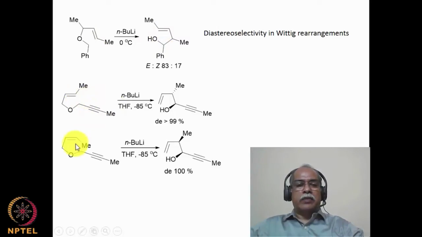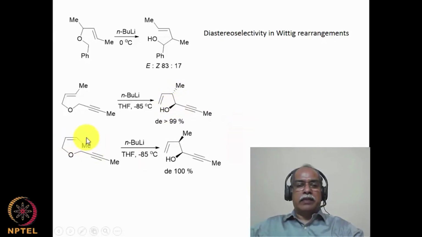Suppose you take two diastereoisomeric systems with a propargyl ether, in other words an allyl propargyl ether kind of system, as represented in these structures. This is the E isomer of the propargyl allyl ether and this is the Z isomer. Upon treatment with butyl lithium, the carbanion that is generated in the propargylic position, which is the most acidic hydrogen in this particular case, undergoes 2,3 sigmatropic rearrangement even at minus 85 degrees quite rapidly, to give to an extent of 99% the anti diastereoisomer, as indicated by the methyl and hydroxy being anti with respect to each other.